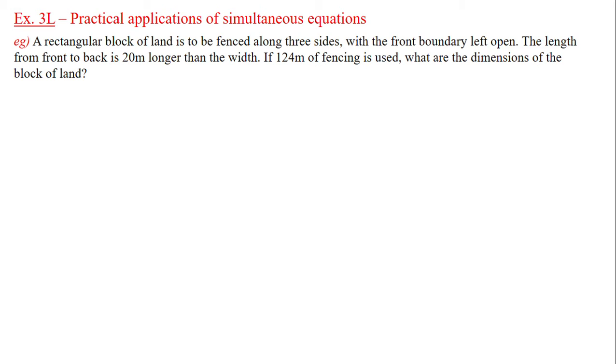So our example is, a rectangular block of land is to be fenced along three sides with the front boundary left open. The length from front to back is 20 meters longer than the width. If 124 meters of fencing is used, what are the dimensions of the block of land?